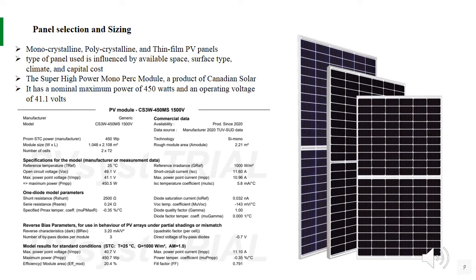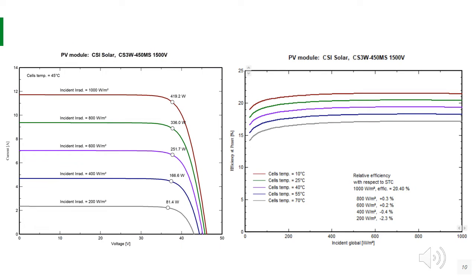It has a nominal maximum power of 450 watts and an operating voltage of 41.1 volts. For better understanding of the PV panel performance, the panel characteristic diagram is shown in this figure, in which the maximum power of the PV module at each incident irradiation is specified on the graph.